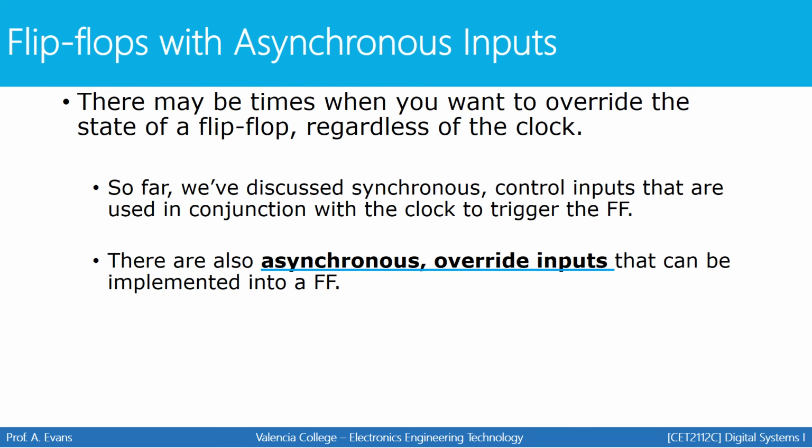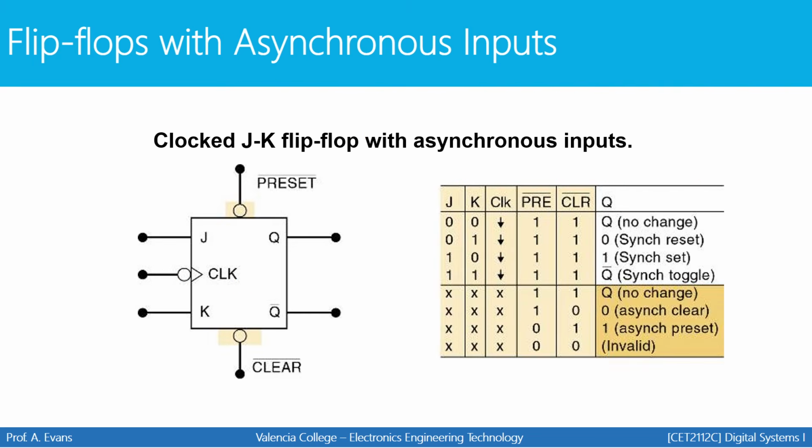But there are also inputs called asynchronous override inputs that can be implemented into a flip-flop. Here's what that would look like. This is a JK flip-flop. It responds to the negative edge of the clock. Here's J, here's K, and then these at the top and bottom are your asynchronous override inputs. Notice that they are active low. You see the bubble, you see the bar.